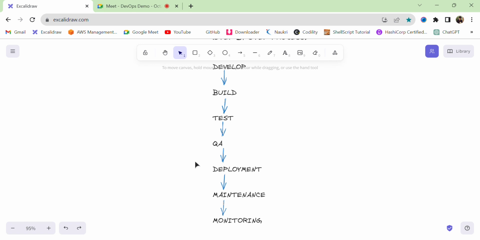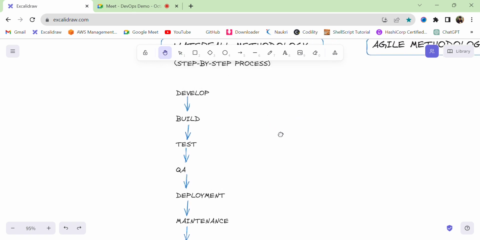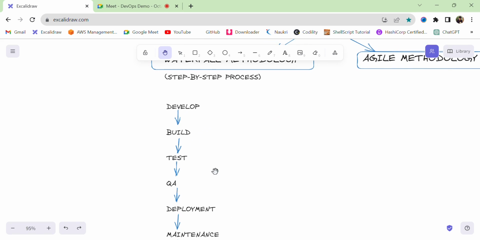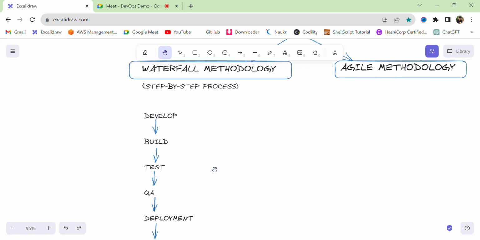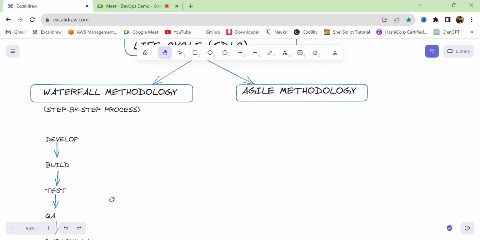So the waterfall process, or step-by-step process, had different limitations, different issues. That is the reason why later on a group of people decided that they needed to do something to improve this process and develop a better one. So later on, because of these limitations which occurred from the waterfall methodology, the agile methodology was introduced.